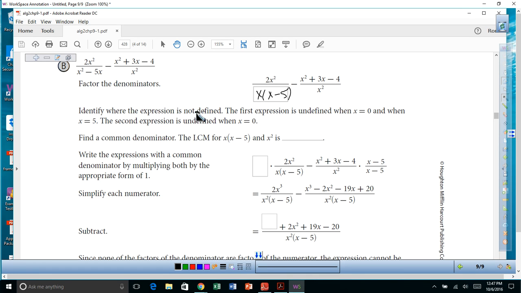Identify where the expression is not defined. The first expression is undefined when x equals 0 and when x equals 5. The second expression is undefined when x equals 0. Okay, so we took care of that. Good. Find a common denominator. The least common multiple for x times x minus 5 and x squared is x squared times x minus 5.